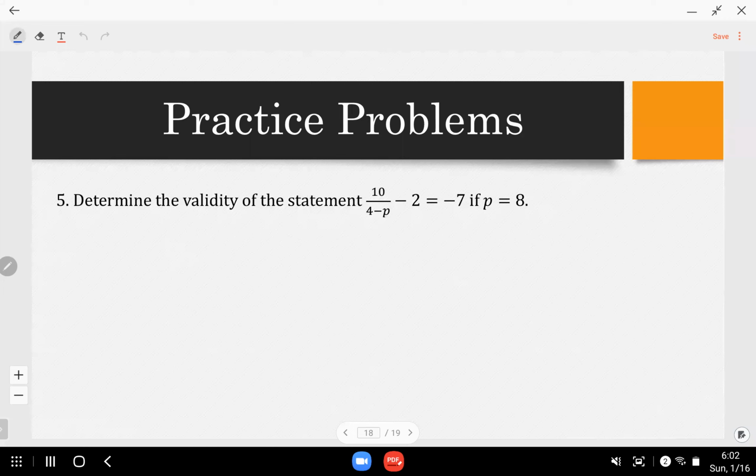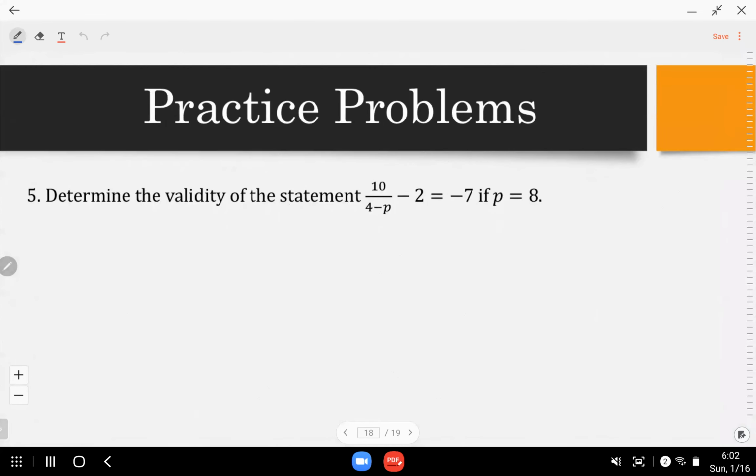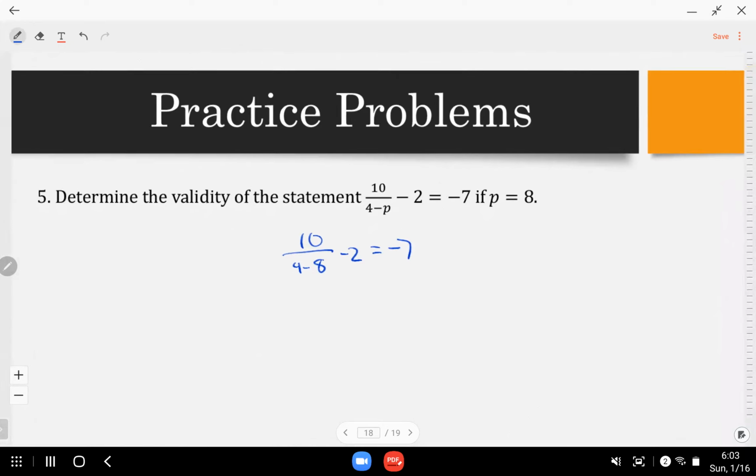Okay, so now we have our last problem here. Determine the validity of the statement 10 over 4 minus p minus 2 is equal to -7. Since we did run out of time, I'm going to just walk you through quickly over this one. Again, you need to substitute first. So 4 minus p is going to be 4 minus 8. All right, so 10 over 4 minus 8, minus 2 is equal to -7. Is this true or not?